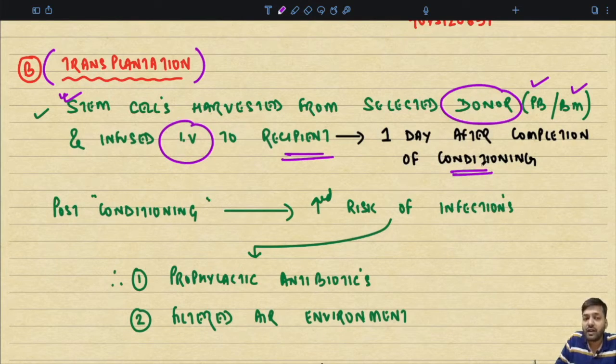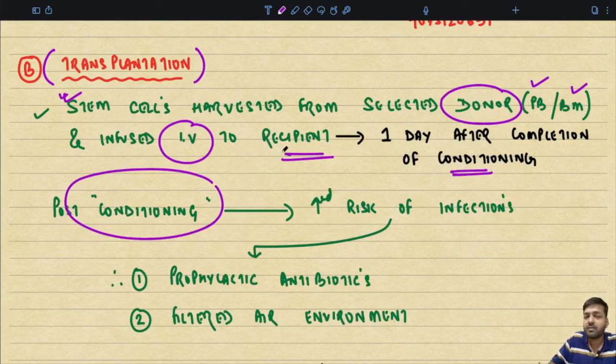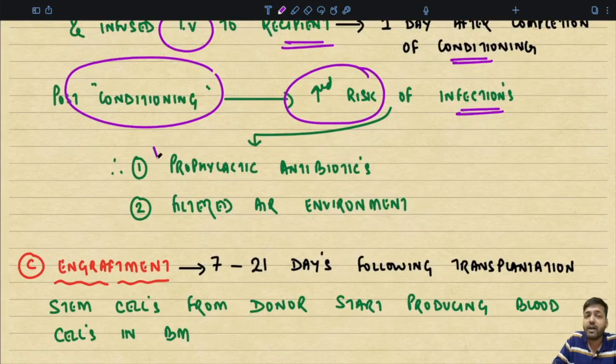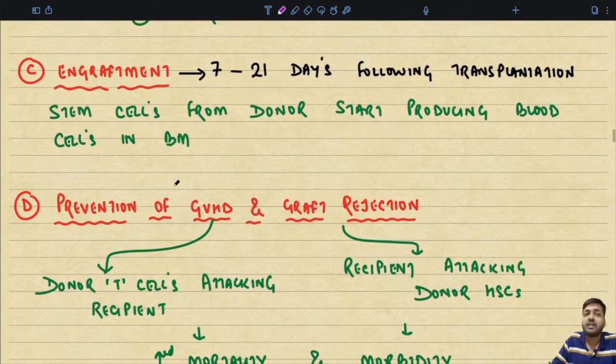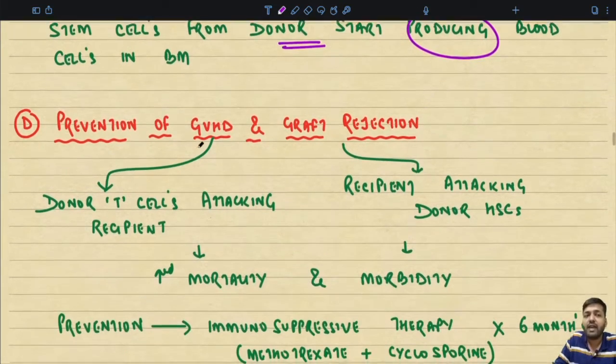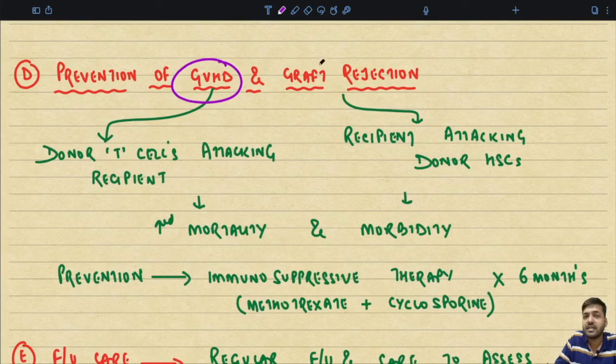Now, after the conditioning process is done, all the WBCs are also destroyed, so there is an increased risk of infections in the individual. So during the process of transplantation, we are also providing prophylactic antibiotics to the recipient, as well as keeping them in a filtered air environment. The third important step in transplant is engraftment, which usually occurs 7 to 21 days following transplantation. In this step, the stem cells from the donor start producing the blood cells in the bone marrow of the recipient. Then we have the prevention of graft versus host disease and graft rejection.